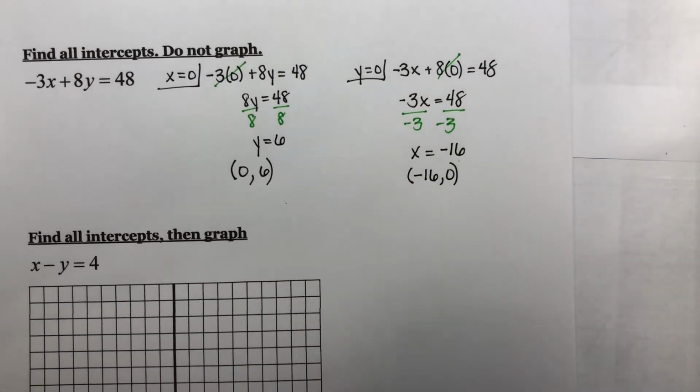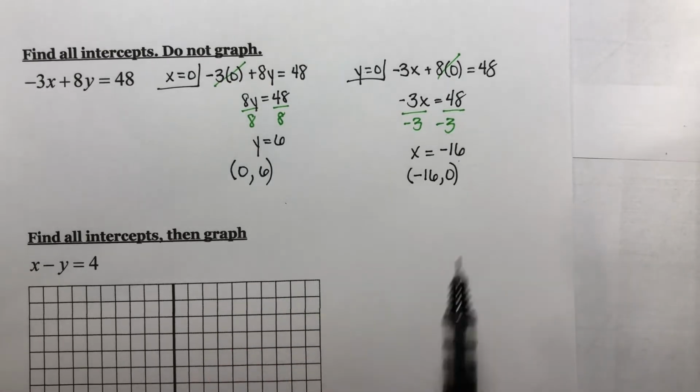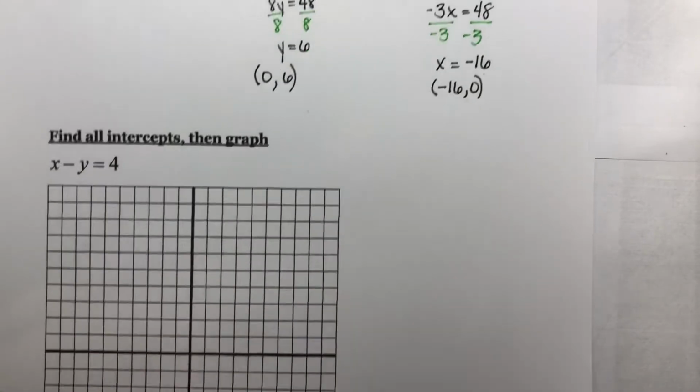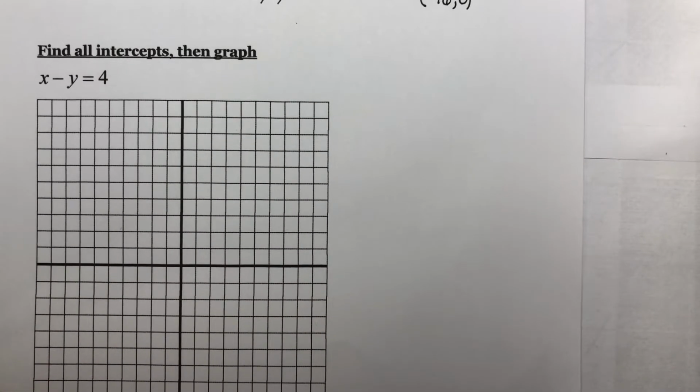Now, one of the reasons I didn't want to graph this one is because the numbers are big, and making a grid big enough would just be a pain. But I could graph them. I could plot these 2 points, draw my line that connects them, and I would be done. That's it. Okay, so let's look at a problem where we are asked to find all the intercepts and then graph our answer. That means I need to plug in zeros.